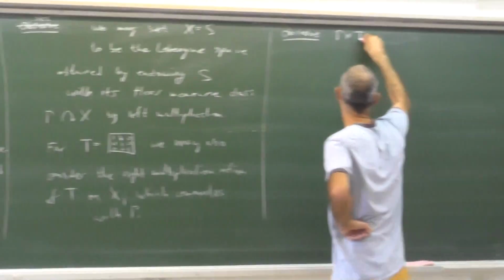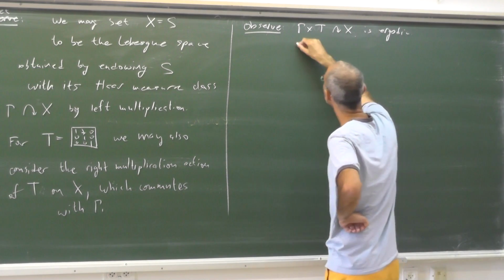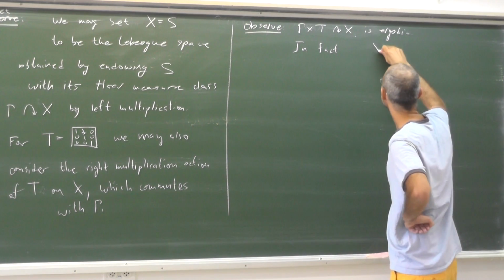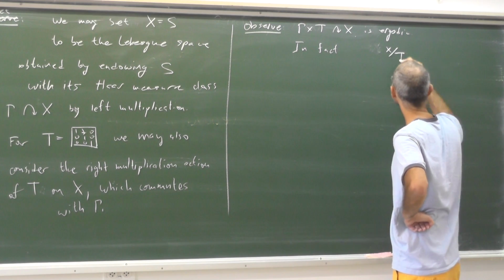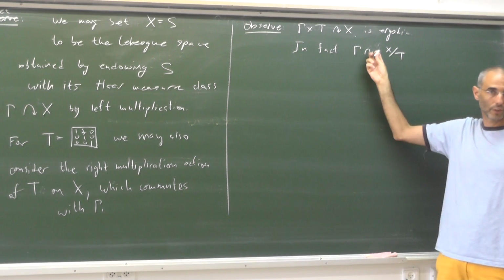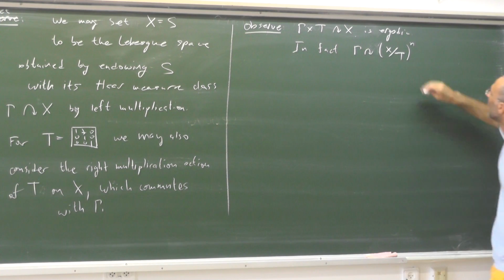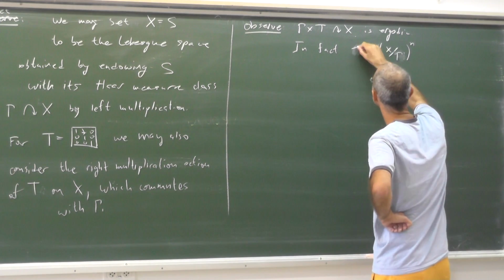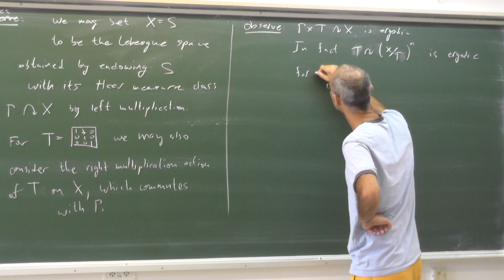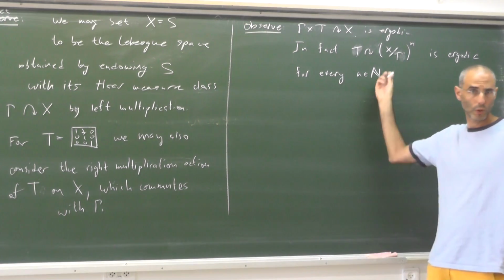gamma times T on X is ergodic. Basically it means that if I take X, mod out T, and let gamma act on that one, this is ergodic. The ergodicity of that action is the same as the ergodicity of this action. But actually, the T action on X mod gamma to the N is ergodic for every N. So we actually prove this one.